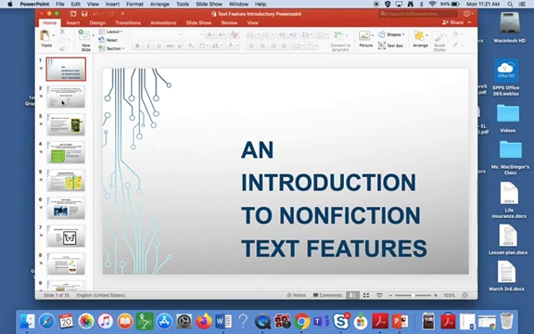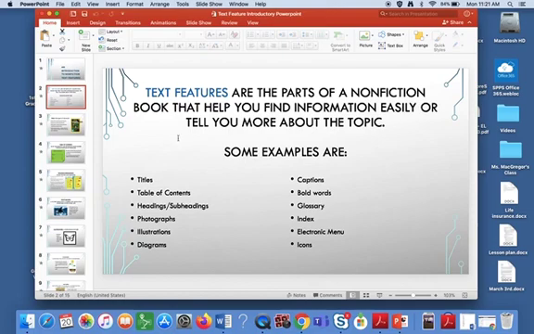So right here, the first slide we're looking at, it says, text features are the parts of a nonfiction book that help you find information easily or tell you more about the topic. And some examples are titles, table of contents, headings and subheadings, photographs, illustrations, diagrams, captions, bold words, glossary, index, electronic menu, and icons. Now, a lot of these we've been looking at this year, but like I said, I think it's really helpful to have a review right now to look at what certain text features are.